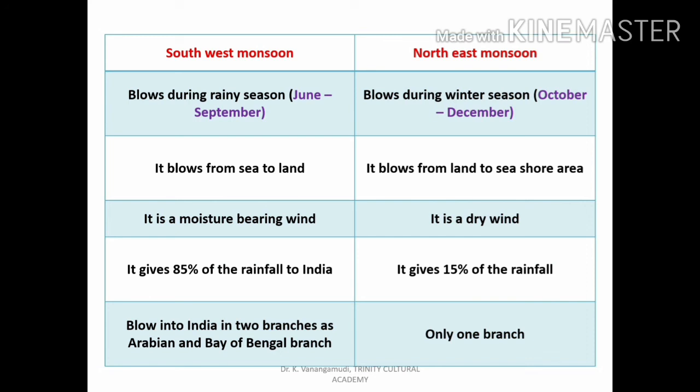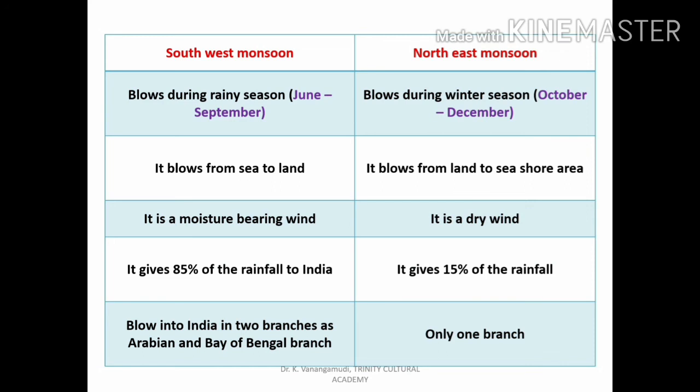While the northeast monsoon blows during winter season, that is October to December. It blows from land to sea shore area. It is a dry wind. It gives 15% of the rainfall and it has only one branch.